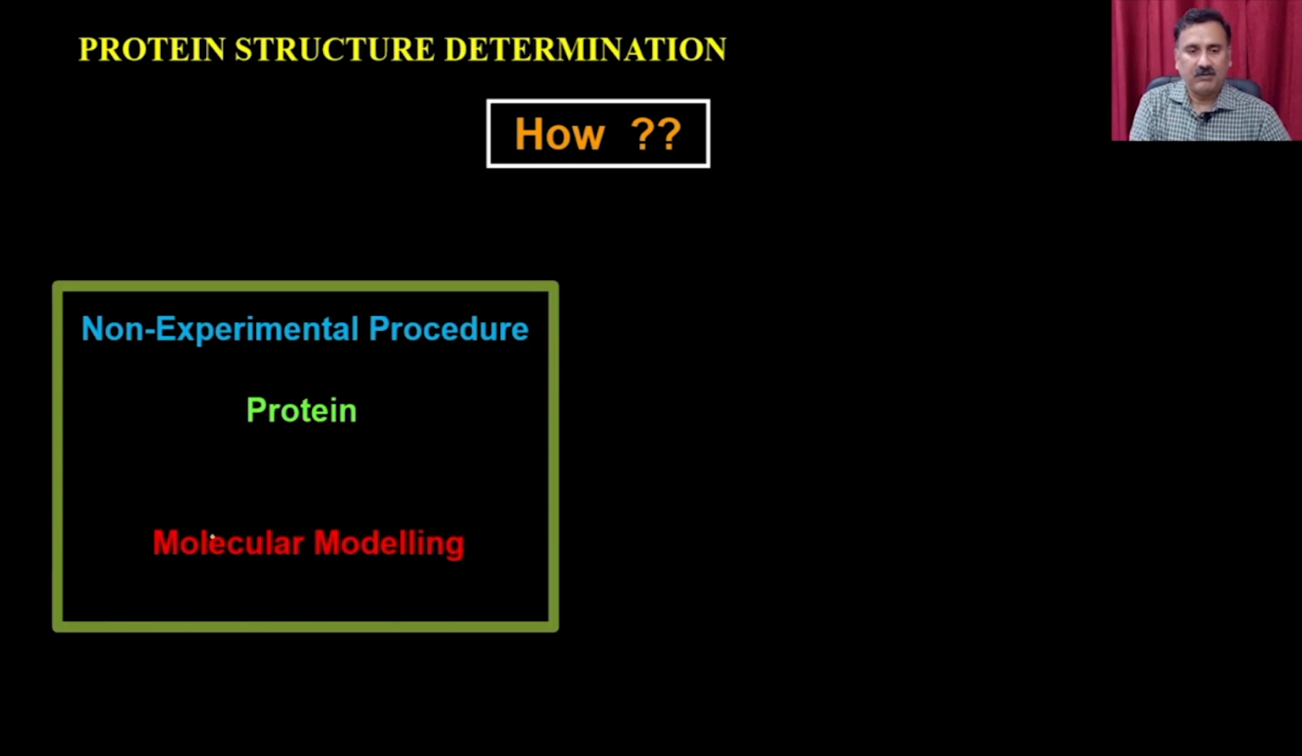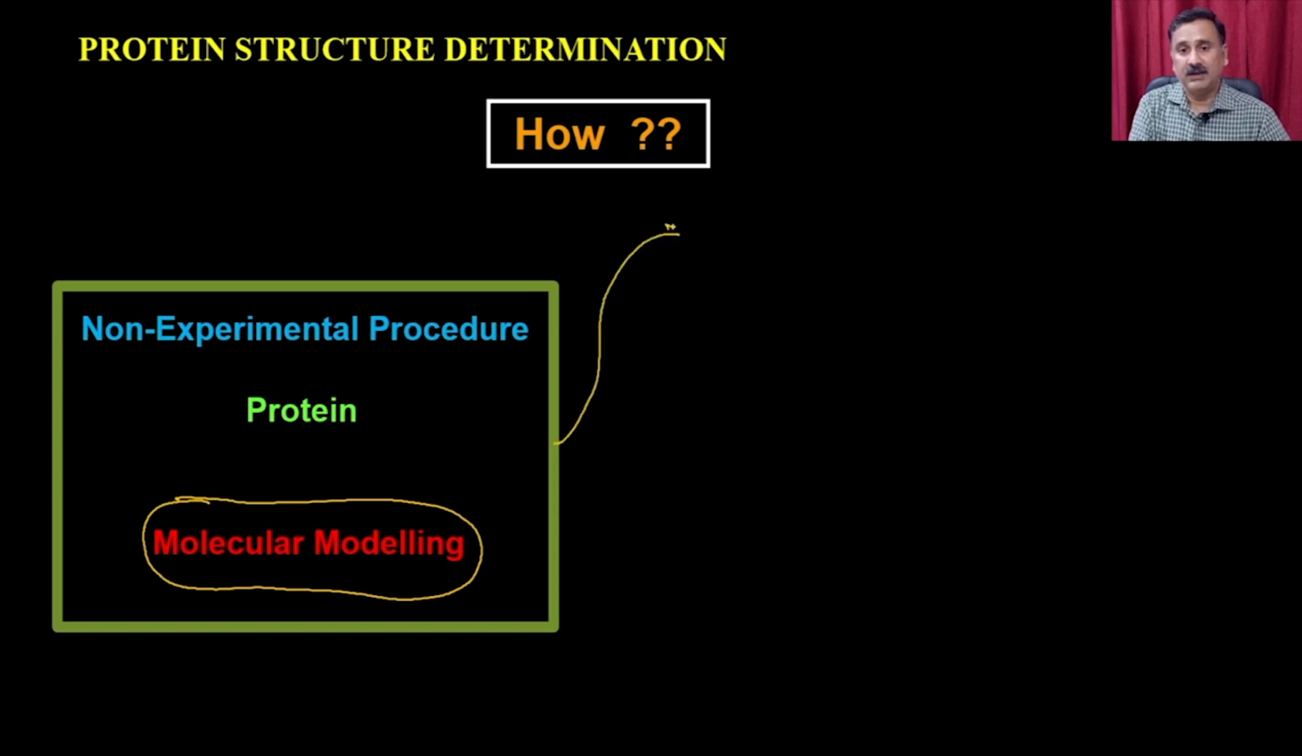Molecular modeling can be of two types, depending on the type of protein sequence you are using. It could be ab initio molecular modeling, or it could be the template based homology modeling.